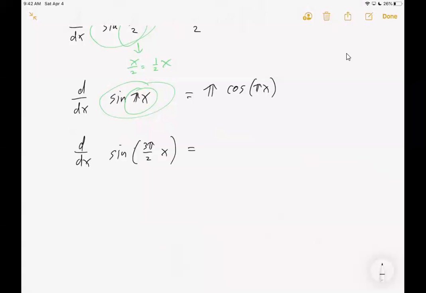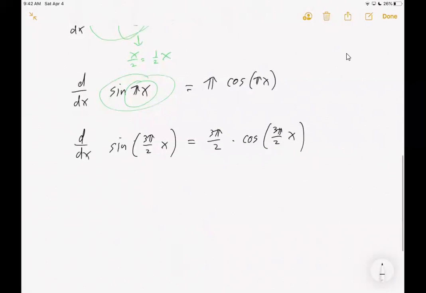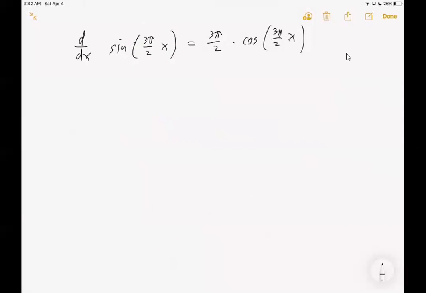The inner function is what's in parentheses, so its derivative is just 3 pi over 2. And then we need to have a cosine of the whole inner argument. Okay, so that's series 1. Let's move on to series 2. Let's work with e to the x.